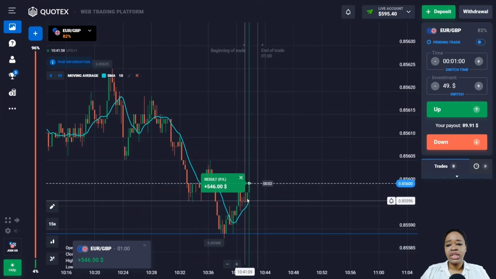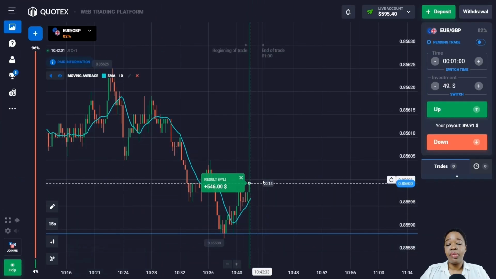This is great friends. You can see the price has continued to move up and I got very good profit here. I managed to work on this correction movement, and as you can see, it took 1 minute, but everything is going well. So let me continue.